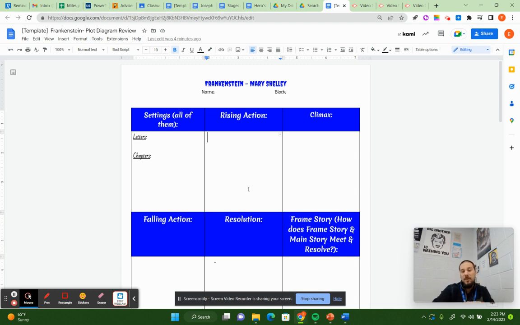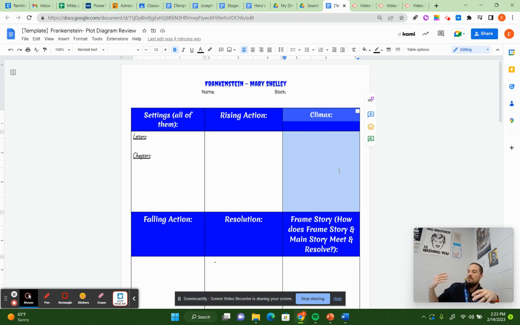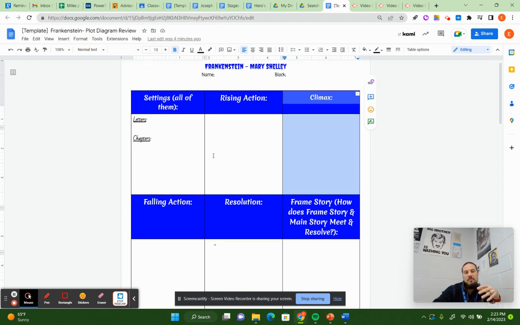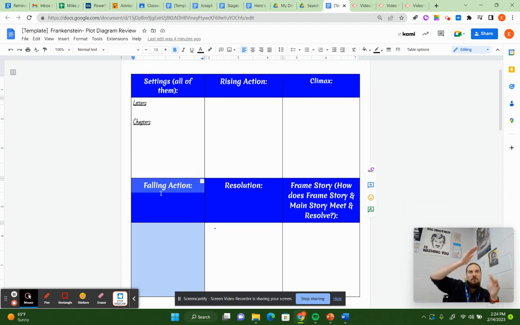Then in this box, tell me what is the climax? Why is it the climax? Why is it the moment of greatest tension, suspense, or impact? Why is it the turning point of the novel? And then you give me the falling action. What are the events, the consequences of the climax? And then the resolution. How does everything wrap itself up? How does Victor's story resolve itself? What is the last important thing that happens to Victor?